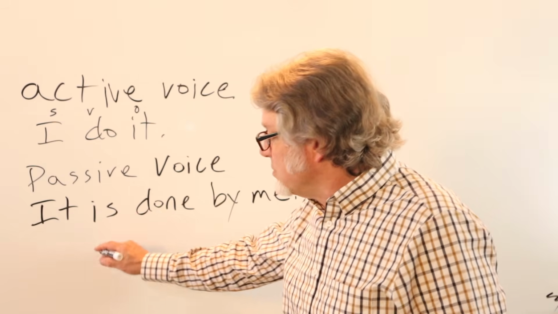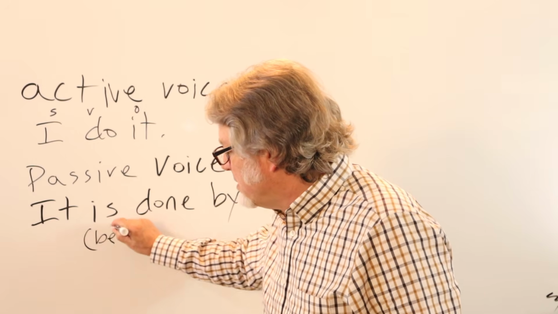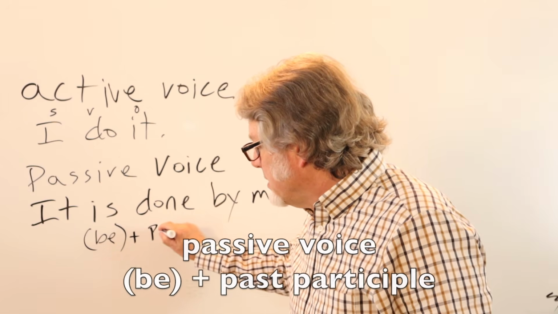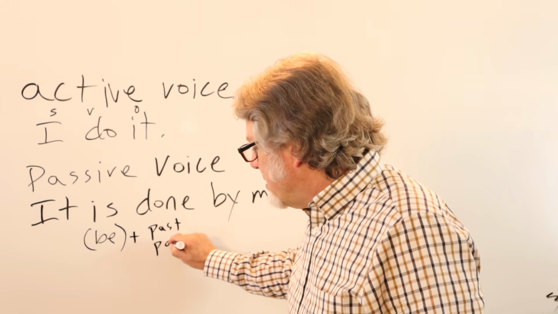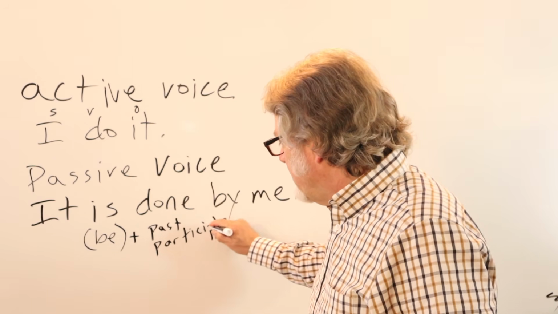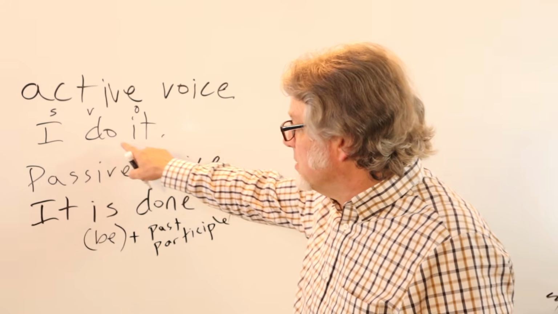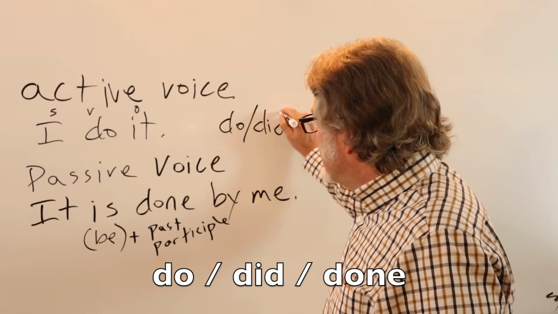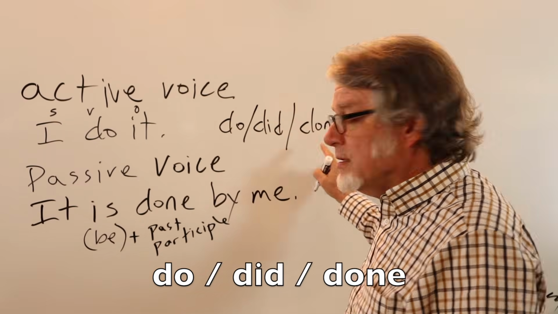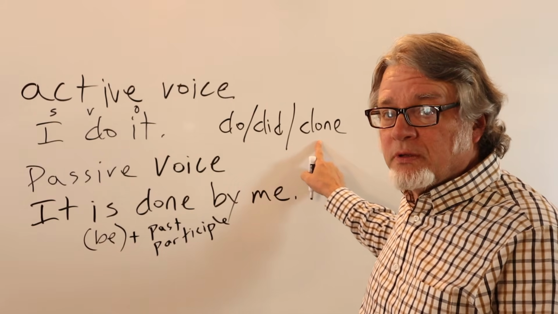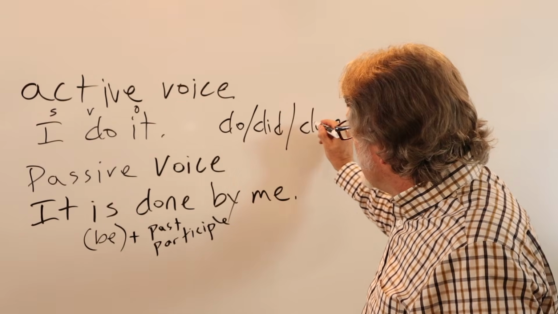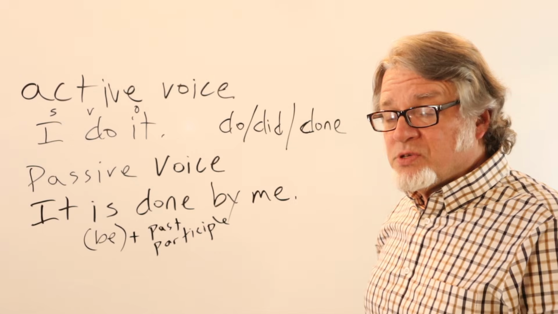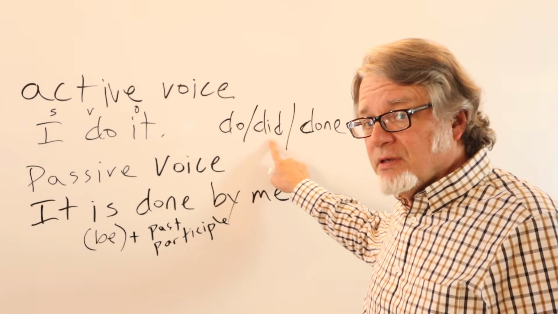In the passive voice, you always have some form of the verb be, and then the past participle is the main verb. In this sentence, the past participle is a form of the verb do. Do, did, and done. So here's the past participle. Some students will confuse this for the past tense. The past participle is quite different from the past tense.